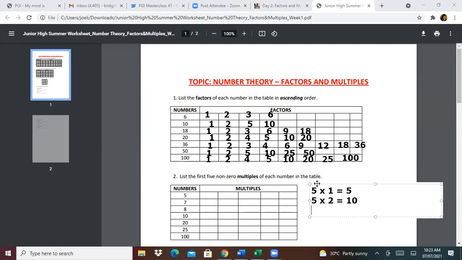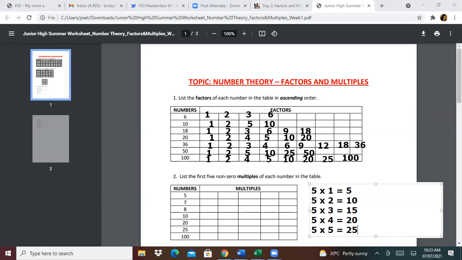When we write out our times tables, which is basically what I'm doing, I am multiplying my number by a counting number. The answer that I get, that is a multiple, okay? And we can do this all the way up to infinity, right? One thing to note: factors are smaller or equal to the original number. Multiples are larger or equal to our original number. Okay, makes sense?